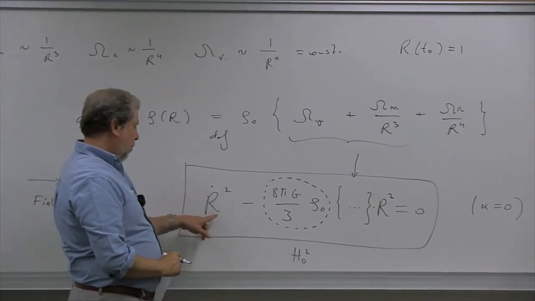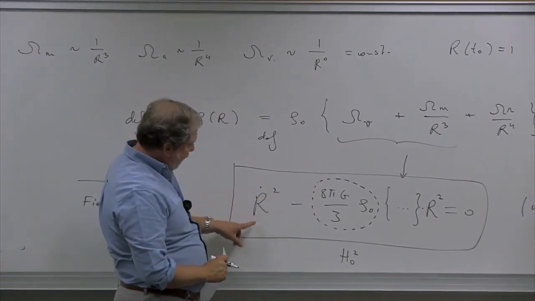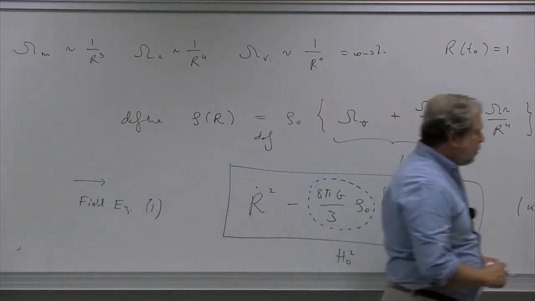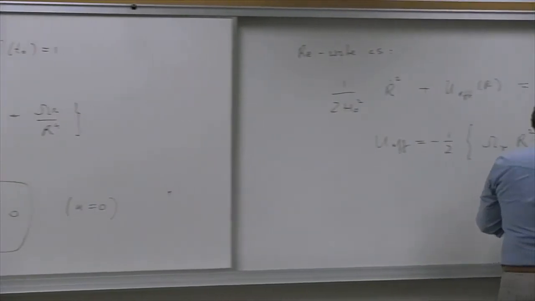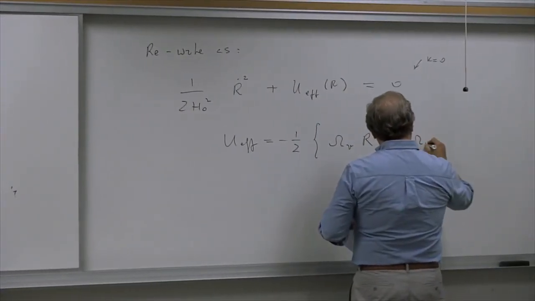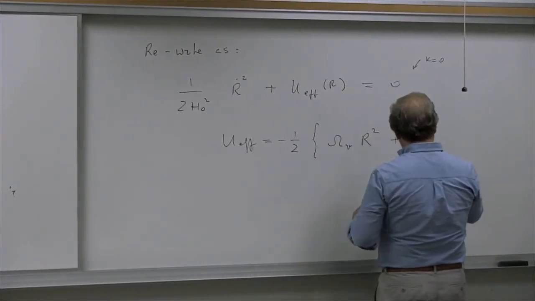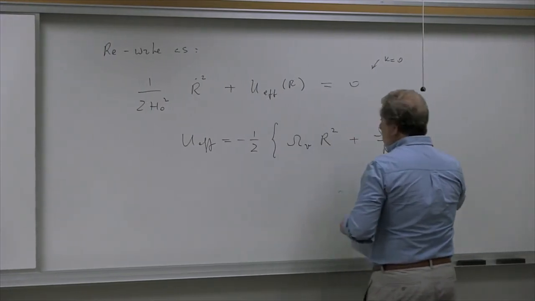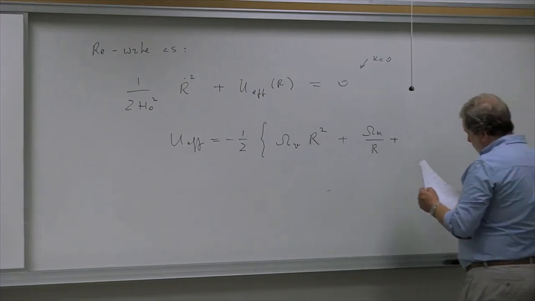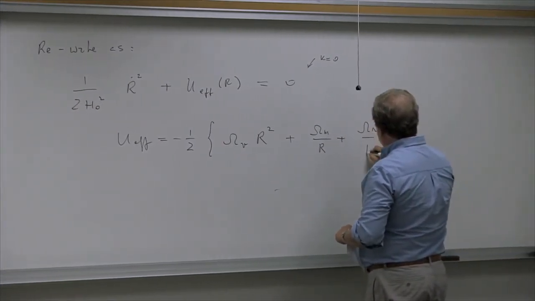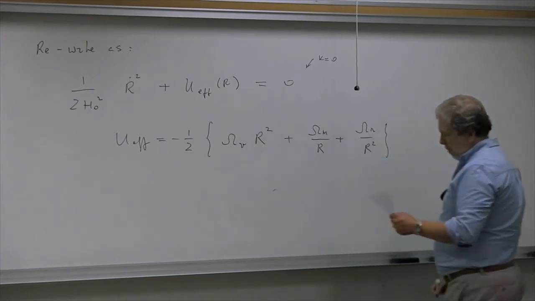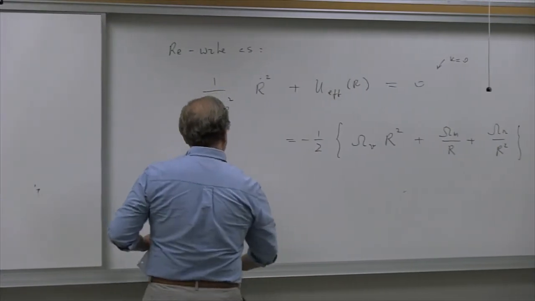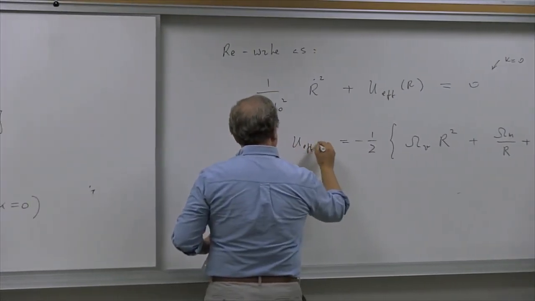Right, because sometimes we write this piece as H squared and then it's r dot over r squared. So we multiply the r squared. So there's an r squared here. So it's omega v times r squared plus omega matter divided by r, and then plus the radiation part, which is omega r divided by r squared, and then close parenthesis. And so this is U effective of r.